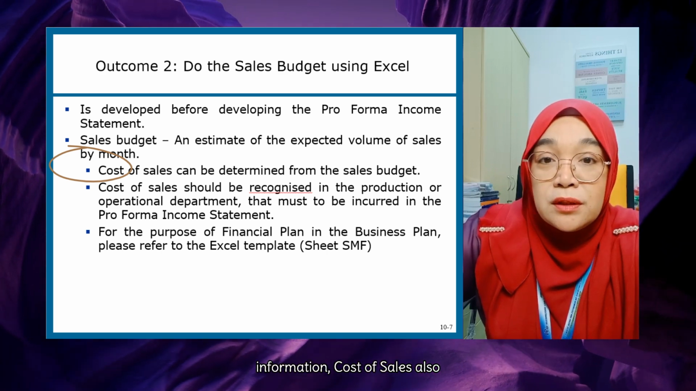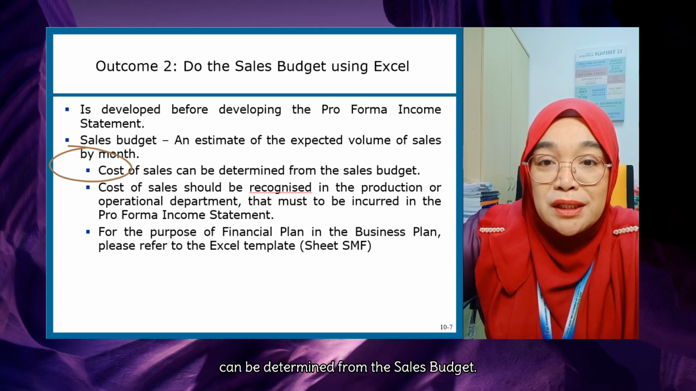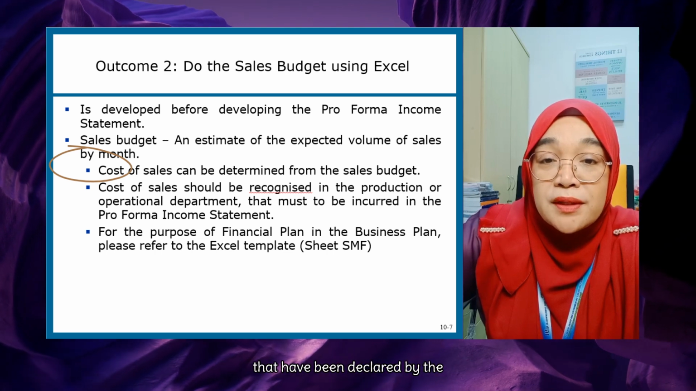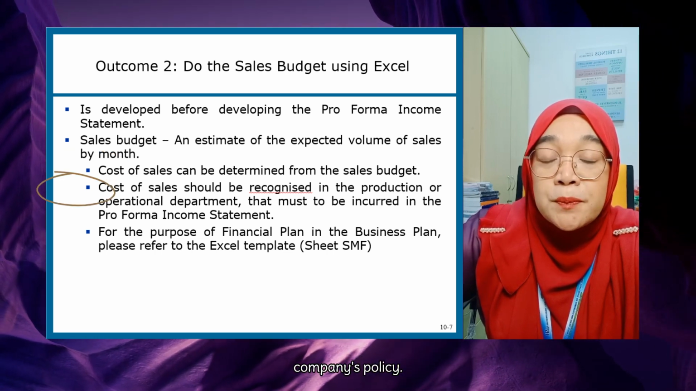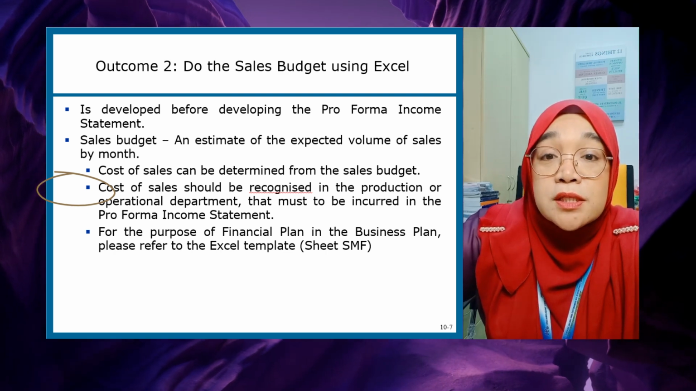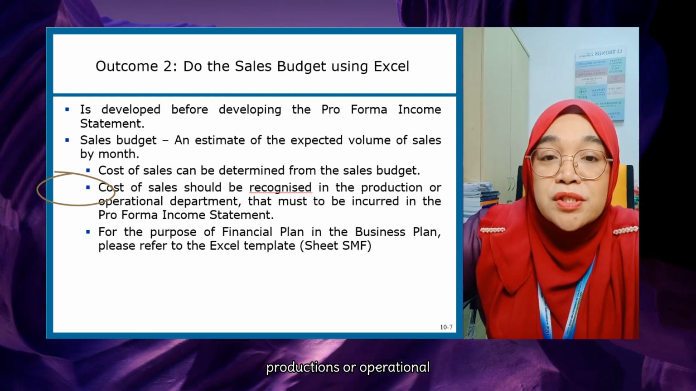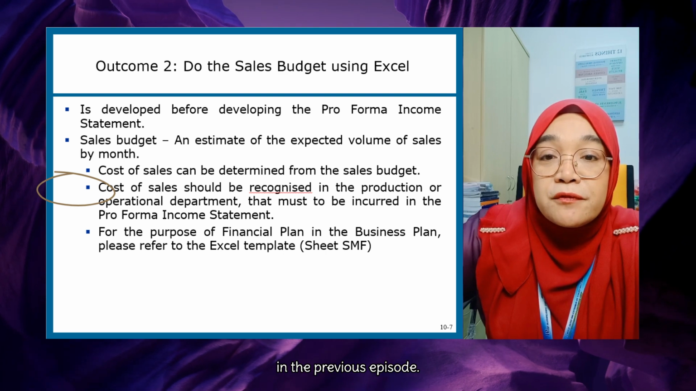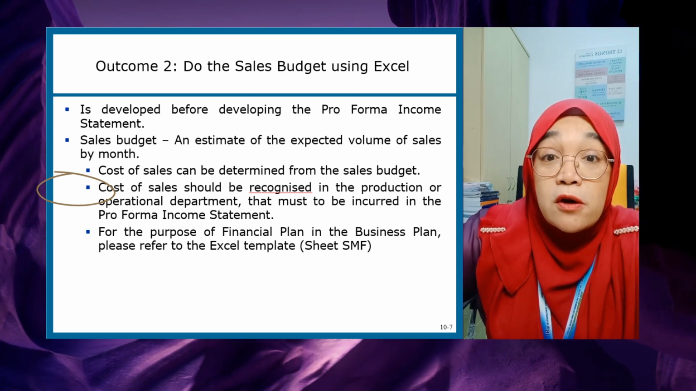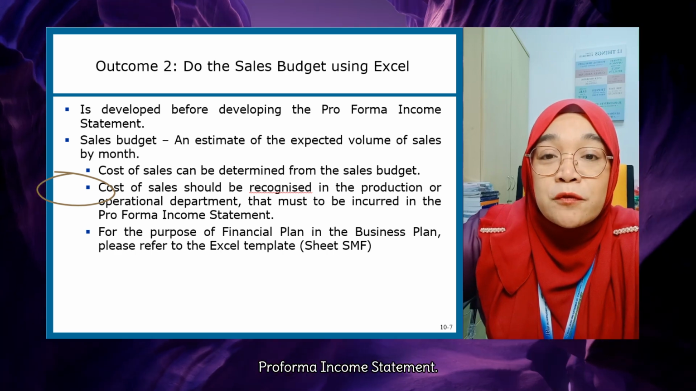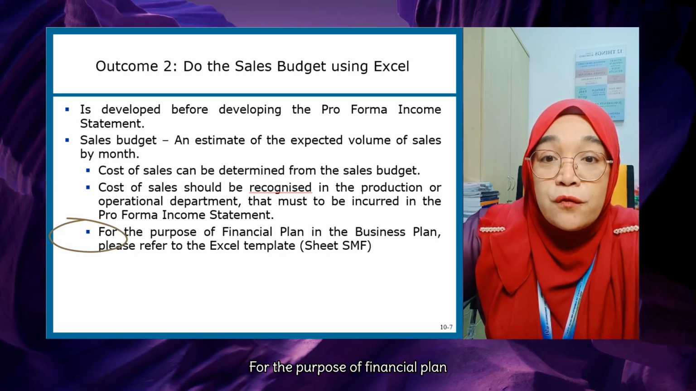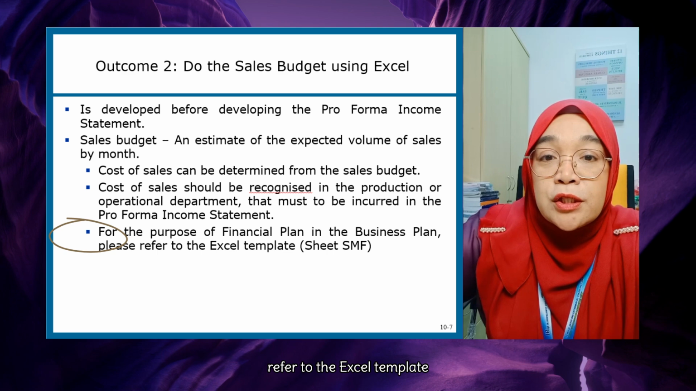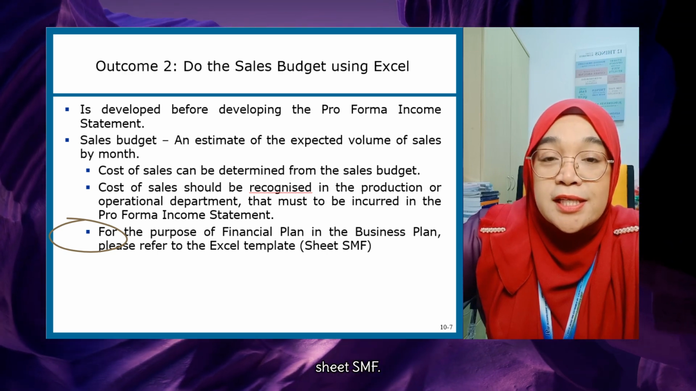For your information, cost of sales also can be determined from the sales budget. Measurement could be in percentage form that have been declared by the company's policy. Cost of sale should be recognized in the productions or operational department that have been mentioned in the previous episode. Cost of sales must be incurred in the pro forma income statement. For the purpose of financial plan in the business plan, please refer to the Excel template sheet SMF.